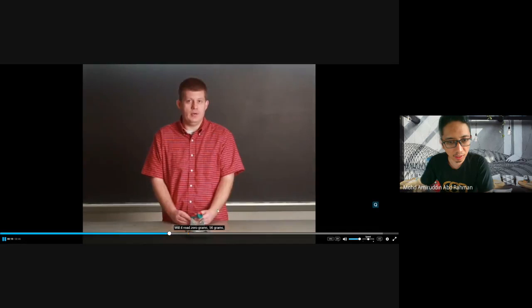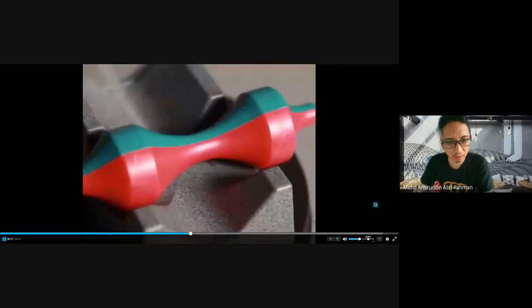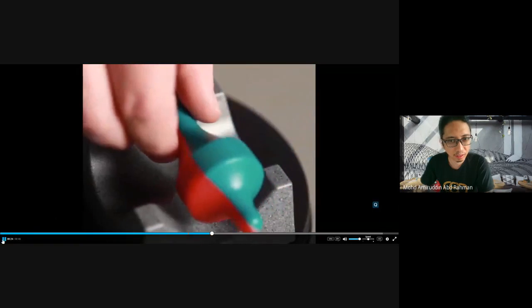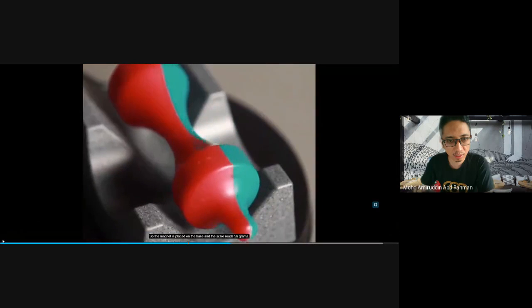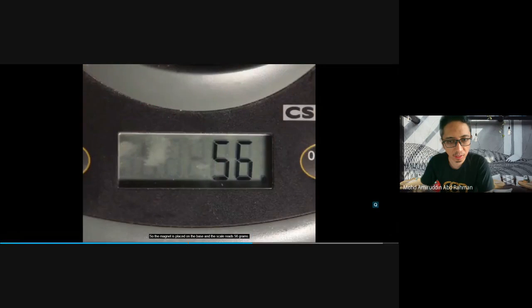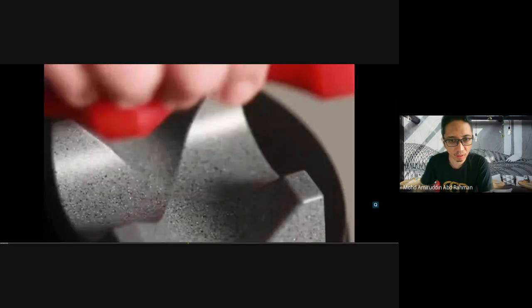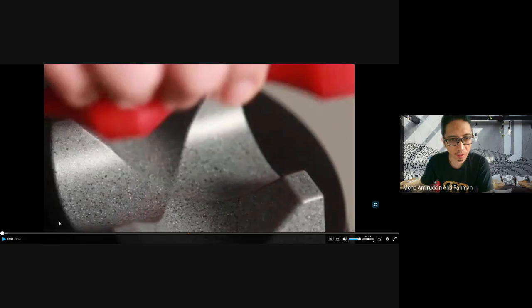56 grams or negative 56 grams. So the magnet is placed on the base and the scale reads 56 grams. Now the scale doesn't read 0, it reads 56 grams because of Newton's third law. The base is pushing up on the magnet to keep it floating, but at the same time, the magnet is pushing back down on the base with the same amount of force. Okay, so what's the answer?